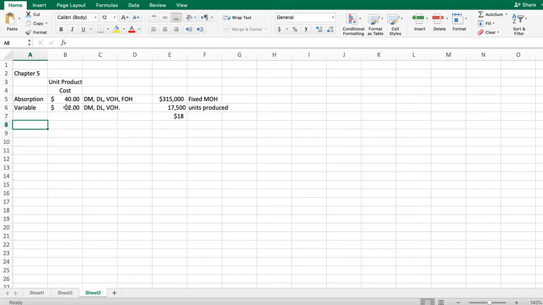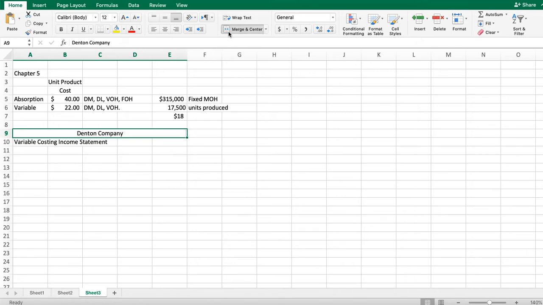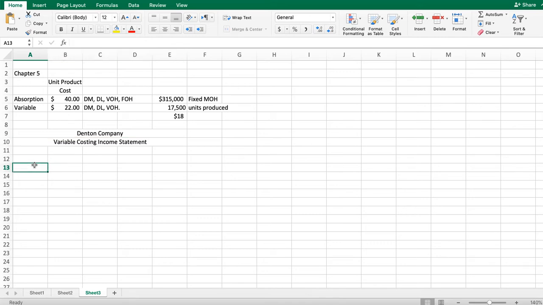So the next thing it asks us to do in this problem is to do a contribution margin format statement for both July and August. And so just to put it in good form, this is Denton Company. Now remember, these are internal, but you still need to label them appropriately because you're preparing them, but you don't know where they're going to go throughout the company. So you want to make sure that they're labeled appropriately. It's a variable costing income statement, and we are doing this for July and for August.